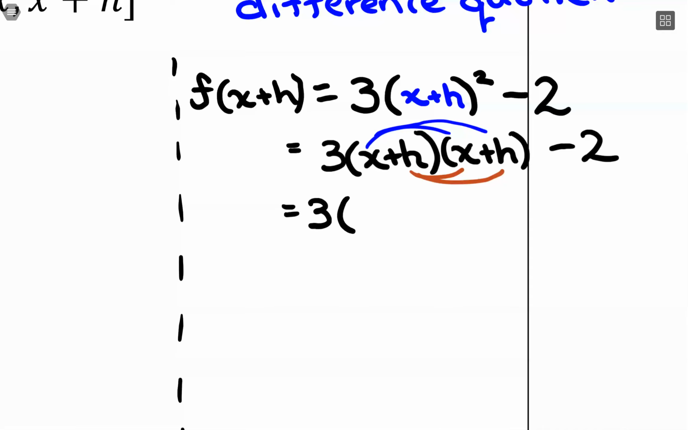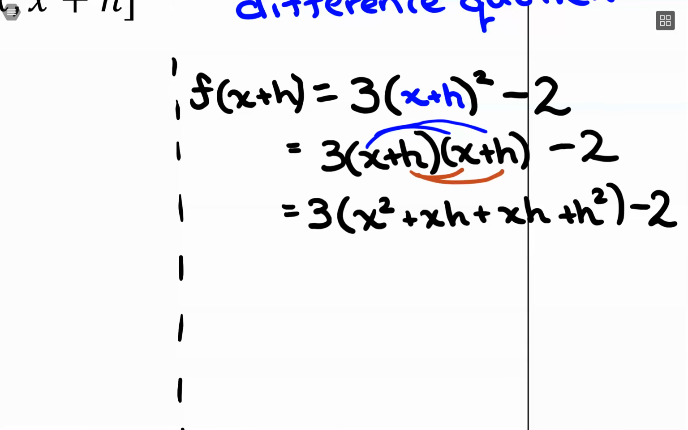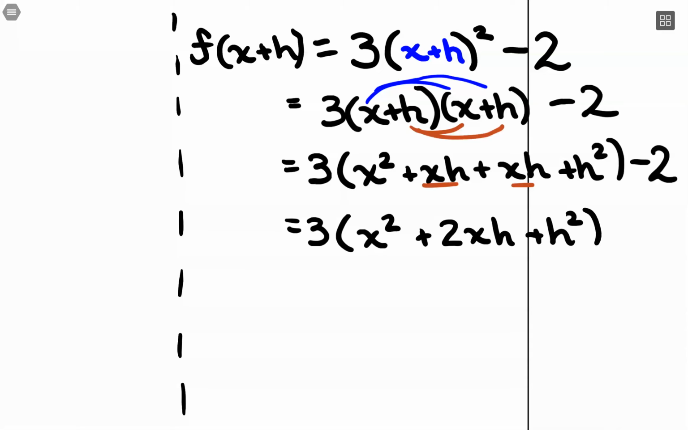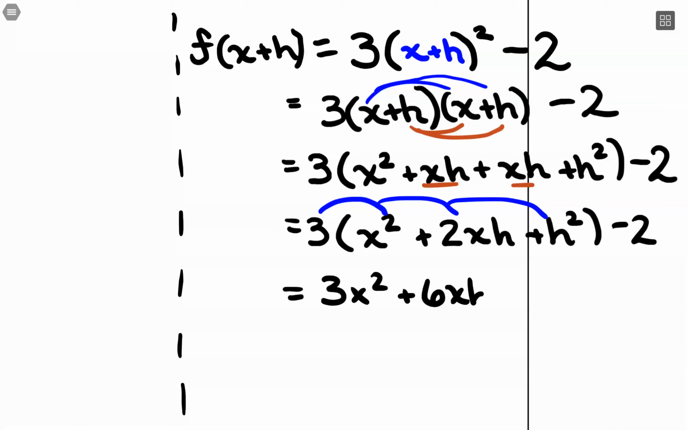So with that, we'll have 3 times x squared, plus x times h, plus another x times h, plus h squared, and then we still have that minus 2 on the outside. Now I'm just going to combine my like terms: 3x squared plus 2xh plus h squared minus 2. And now I'm going to distribute the 3 into the parentheses. So 3x squared plus 6xh plus 3h squared, and then just a minus 2 on the end since that was outside the parentheses.